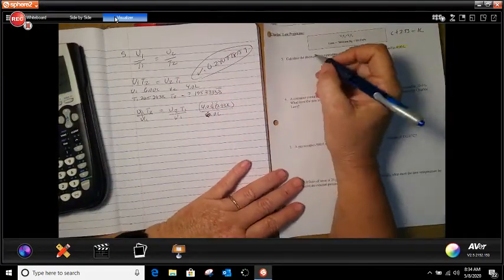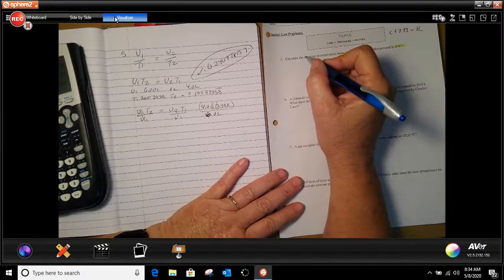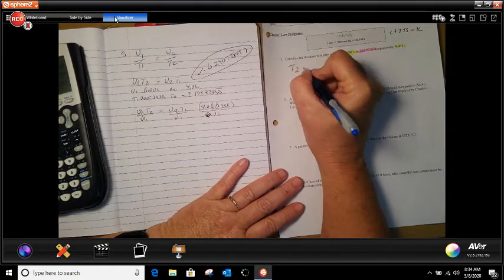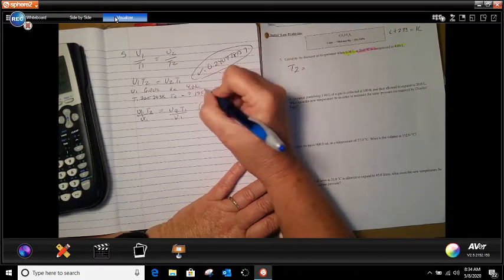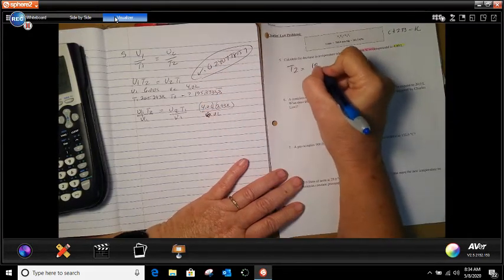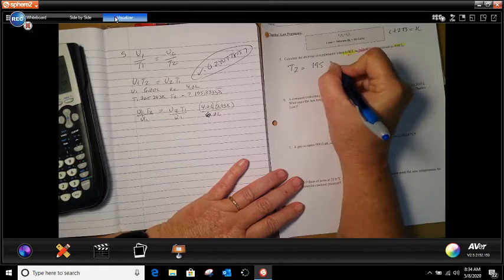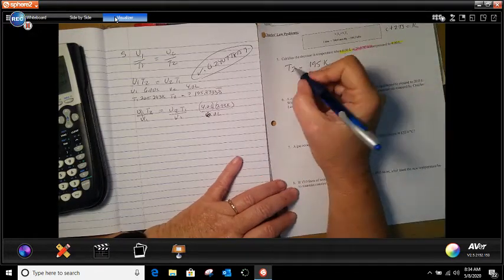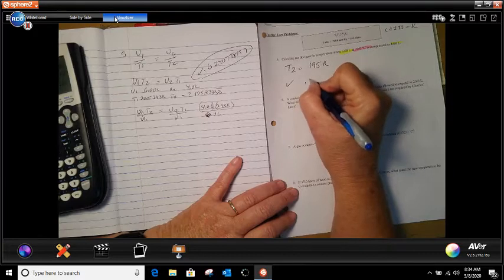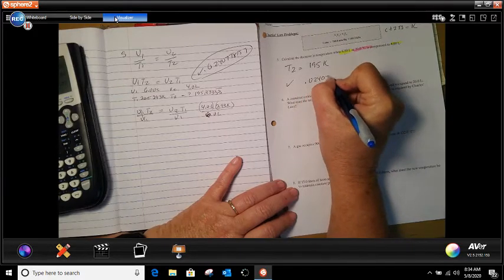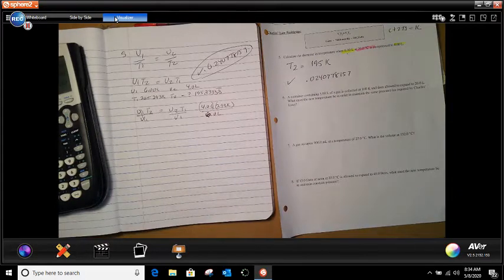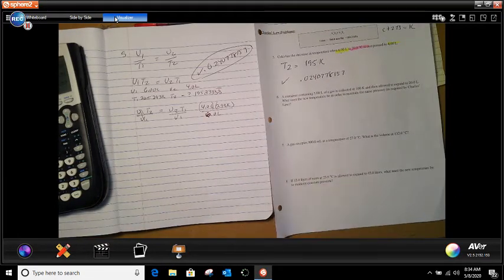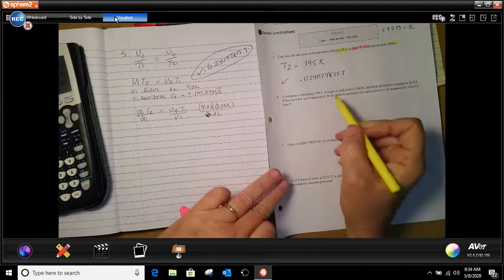So over here, I'm going to say that my T2 equals 195.3 repeating, so I'm going to say 195, and that is Kelvin. And my check answer is 0.024077857.